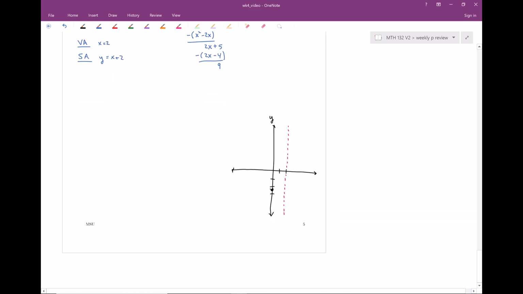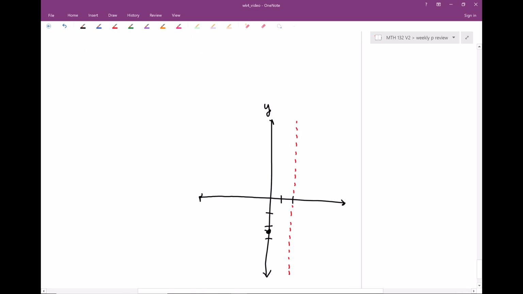Let's go back over here and draw in our slant asymptote. So, okay, x plus 2, so it has a y-intercept of 2 up here, and it has a slope of 1. So if I go to the left 1, for instance, it goes down 1. If I go to left 2, it goes down 2. If I go to the right 1, it's going to go up 1. Here we're going to go right 2, goes up 2. So yeah, the slant asymptote is going to look something like this.